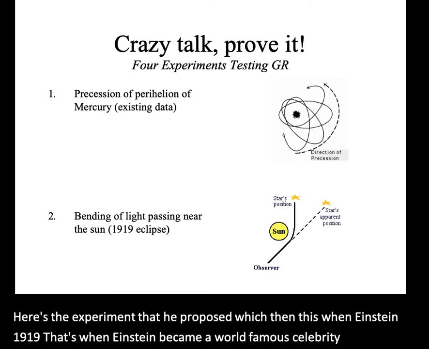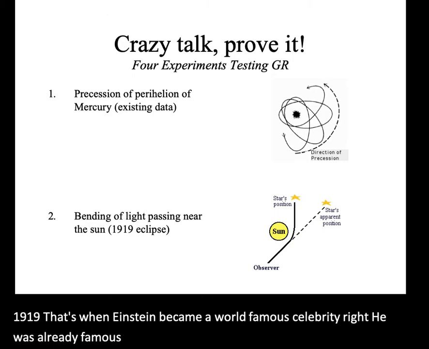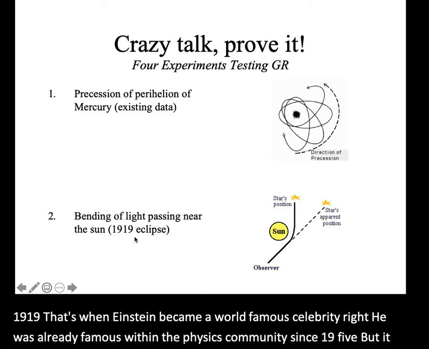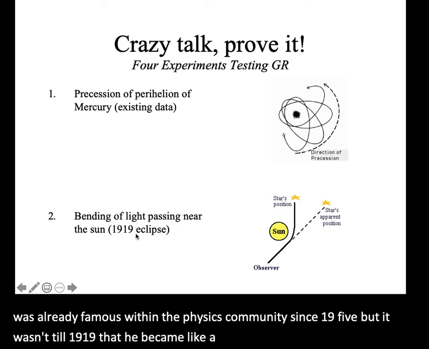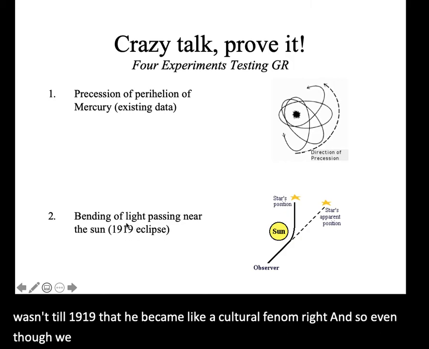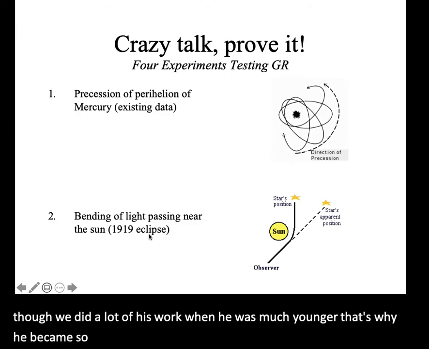He was already famous within the physics community since 1905, but it wasn't until 1919 that he became like a cultural phenom, right? And so even though he did a lot of his work when he was much younger, that's why he became so famous with his kind of white crazy hair and all that kind of stuff.